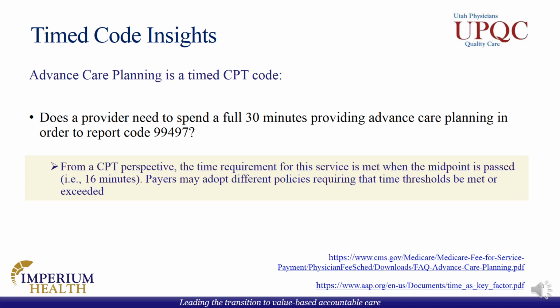So advanced care planning is a truly timed code. While other E&M codes have time suggestions, this is a truly timed code. But just because it says 30 minutes, that doesn't mean you have to spend the full 30 minutes, or the physician has to spend the full 30 minutes with the patient to bill for the 99497. For instance, it just has to pass the midpoint of the time requirement. So the midpoint would be 15 minutes, so it has to be at least 16 minutes in order to meet that midpoint.